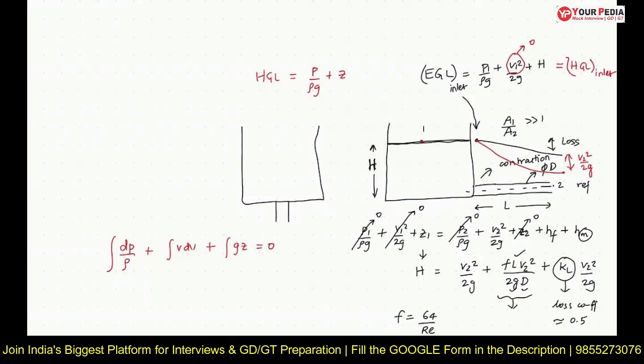And what is the kinetic correction factor? Kinetic correction factor is a factor which is given by the integral of u cubed dA divided by U average cubed times A, which is used when we are assuming the fluid is in the ideal situation. If we want to use the actual kinetic energy, we need to incorporate this kinetic correction factor into this equation.